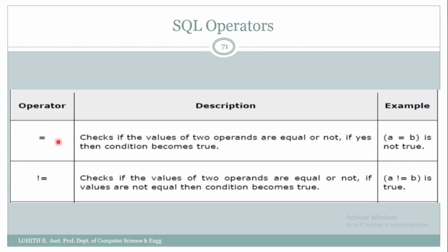Equal to operator. Checks if the values of two operands are equal or not. If both the operands are equal, then condition becomes true. Whereas this checks, again the same way, if the values of two operands are equal or not. If the values are not equal, then the condition becomes true. So usually this is used if, for example, I just want to retrieve those employees whose age is equal to 35, I can make use of this equal to operator.